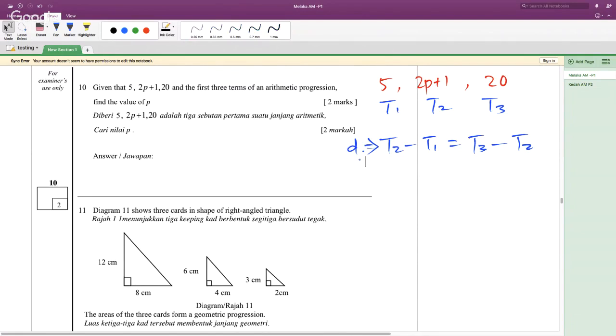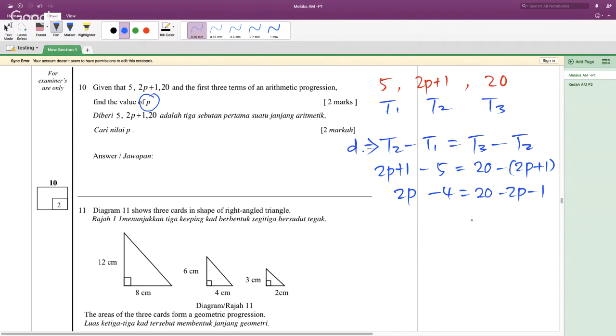Because in this case, in order to find p, you will need to form an equation yourself. So what I will do over here is my second term, 2p plus 1, minus my first term, which is 5, equals the third term, 20, minus the second term. Right, so over here, I will just solve this: 2p minus 4, and then this is 20 minus 2p minus 1. So I will just solve the whole thing.